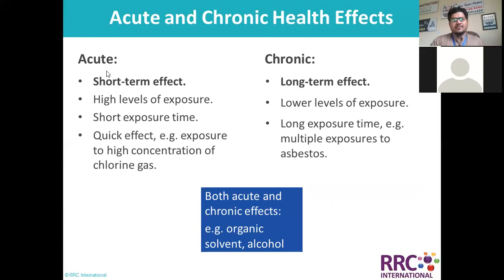Now, of course, these chemical or biological agents have acute and chronic effects, and those effects could be short term, that means for a short period of time, and the long-term effect could also be there. So let's understand the acute short-term effects: high levels of exposure, short exposure time, quick effect, like exposure to a high concentration of chlorine gas. Same with the chronic, long-term effect: lower levels of exposure, long exposure time, like multiple exposure to asbestos.